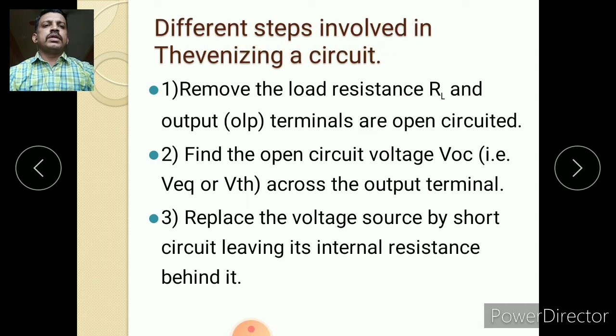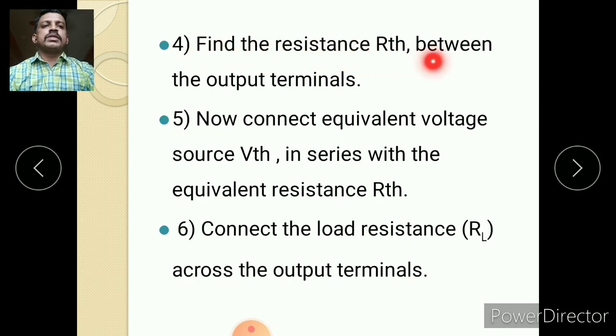Different steps involving Thevenin's circuit. First we remove the load resistance RL and the output terminals are open circuited. Find the open circuit voltage VOC, that is VEQ or VTH, across the output terminals. Replace the voltage source by short circuit, leaving its internal resistance behind. Find the resistance RTH between the output terminals. Now connect the equivalent voltage source VTH in series with the equivalent resistance RTH. Connect the load resistance RL across the output terminals.